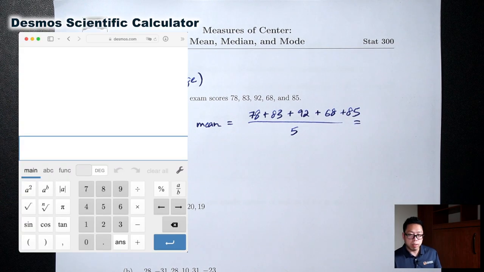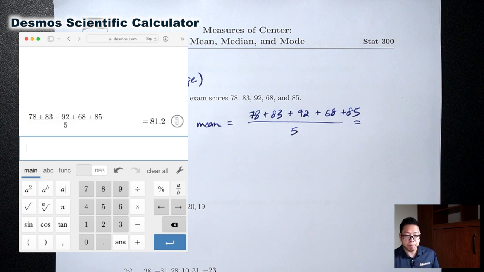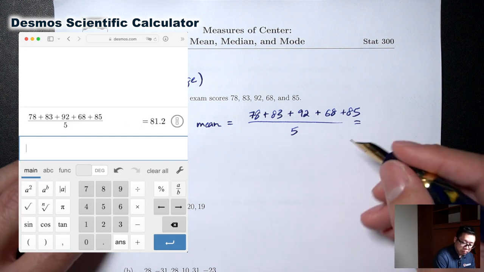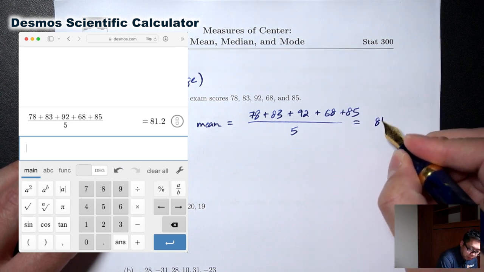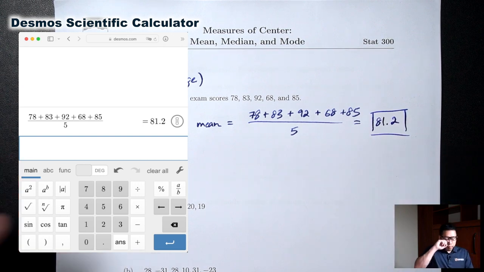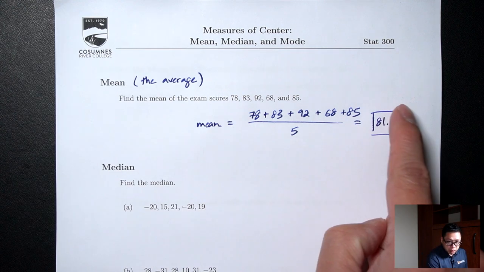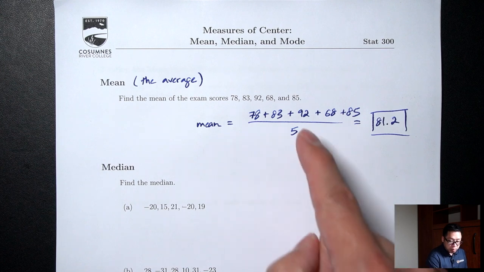So on my calculator, up top, 78 plus 83 plus 92 plus 68 plus 85. On the bottom, 5. 81.2. So if you're using the decimal scientific calculator, you can just enter it directly, exactly like you see it here. If you're using another calculator, you probably would have to add up the top first, get an answer, and then divide by 5.